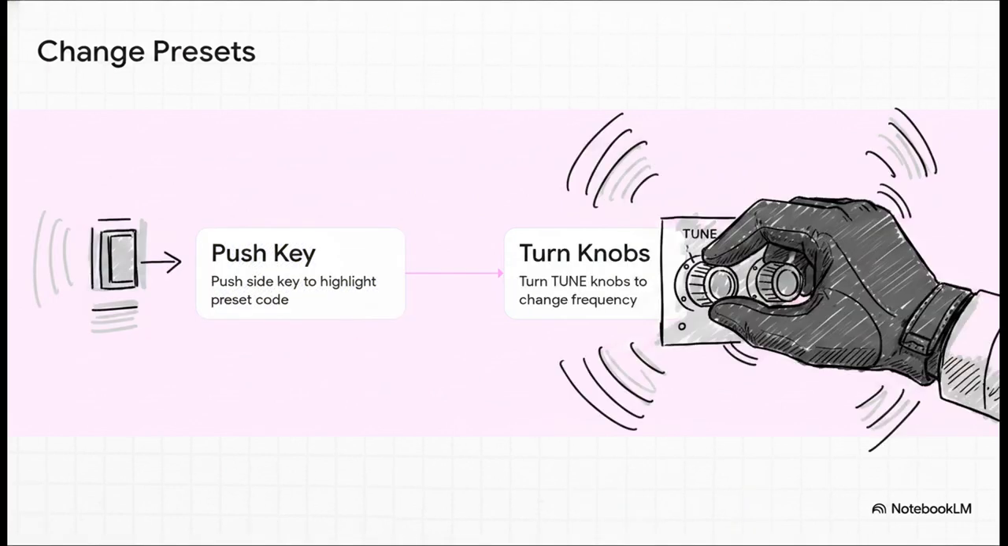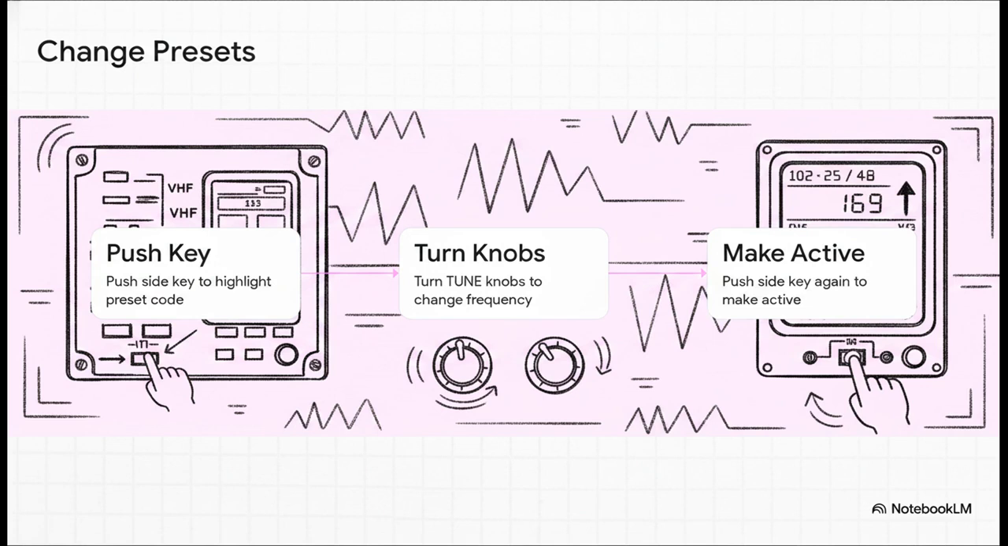Step 2. Now take your hand and grab the two concentric tune knobs located at the lower right side of the ARCDU panel. You just turn those knobs to change the preset code to whatever your desired frequency is. The memory aid here is super simple. Turn to tune. You just rotate the knobs to dial in the new numbers. Step 3. Push that side key adjacent to the VHF label once again, and you'll see the newly selected frequency move right into the active frequency position. So, push the side key a second time to lock it in and make it active. Your memory aid here is push to play.